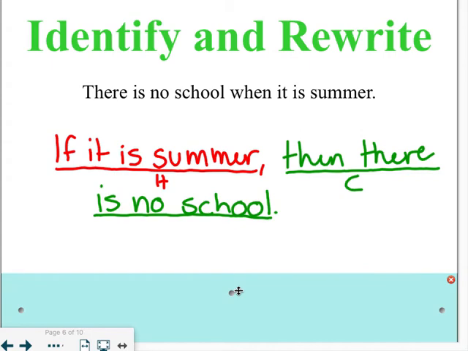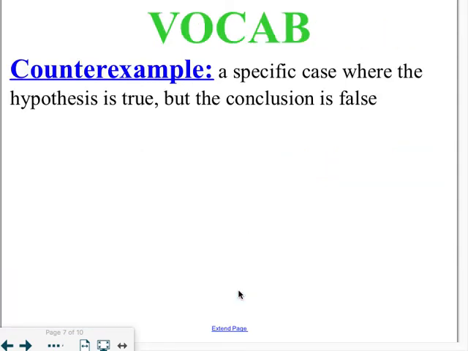So you should have rewritten it to, if it is summer, then there is no school. The hypothesis being that it's summer, conclusion being that there is no school. The other thing we have to talk about today is the counterexample. This is a specific case where the hypothesis is true, but the conclusion statement is false. So the if part is true, the then part is false.